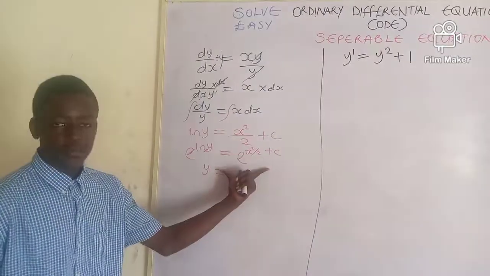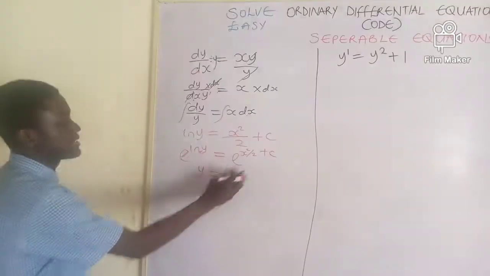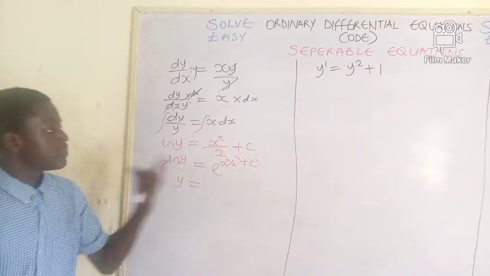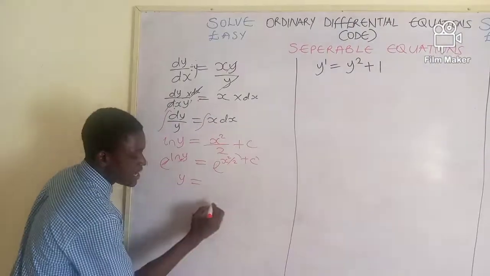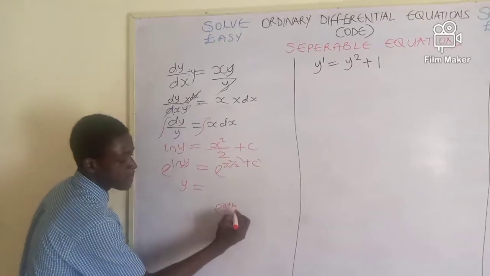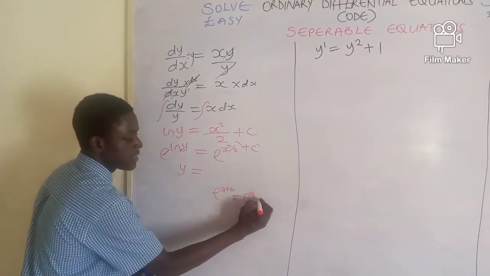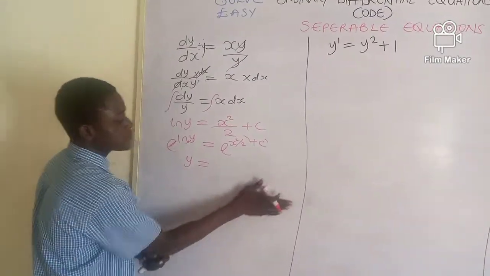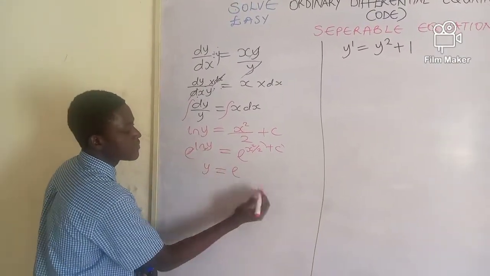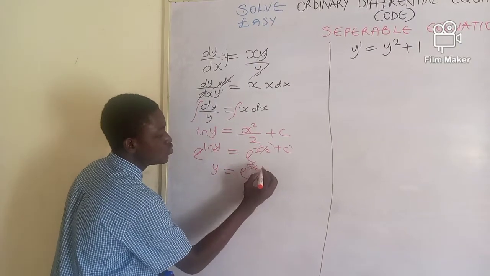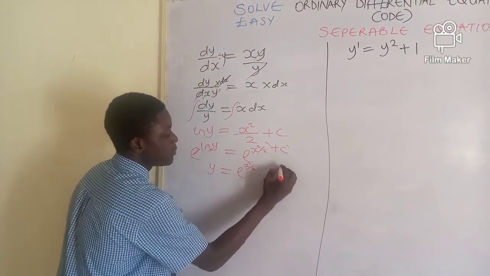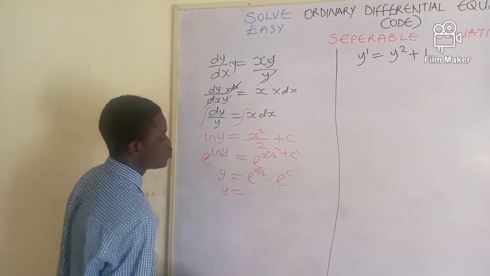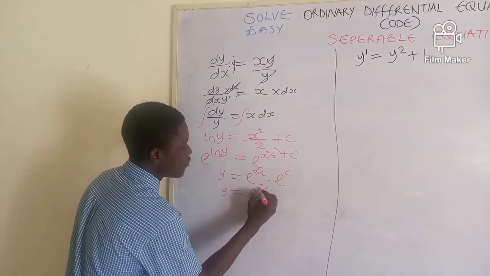Now, one fun part is that we can separate this into the exponent of this alone and the exponent of that alone. Because from indices we are told that e to the power of a plus b is equal to e to the power of a times e to the power of b. Therefore, we can separate this to have e to the power of x squared over 2 times e to the power of c. From here we say y is equal to e to the power of x squared over 2 times e to the power of c.